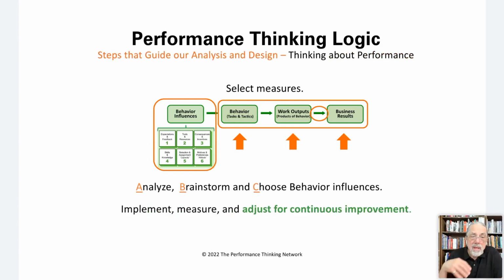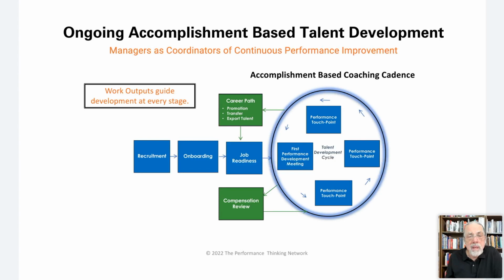And finally, then, we implement, measure, and adjust for continuous improvement. And if we're measuring, we can iterate and get the thing right. So to me, this is the logic, if you will, of not only performance improvement, but of getting your ROI right. We can extend that, of course, if we really involve managers and leaders.